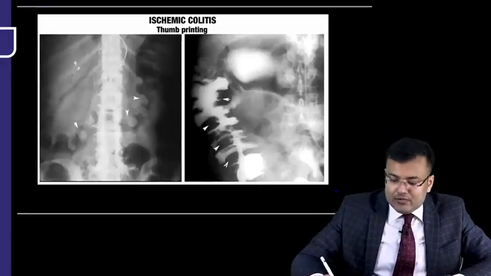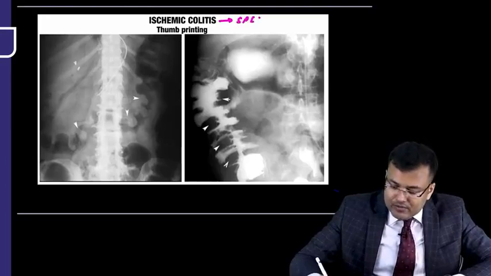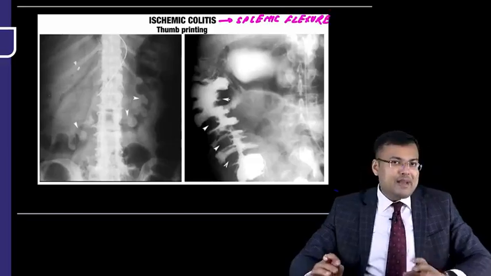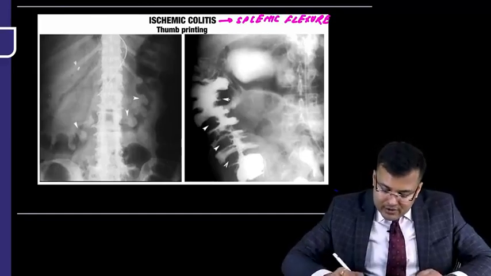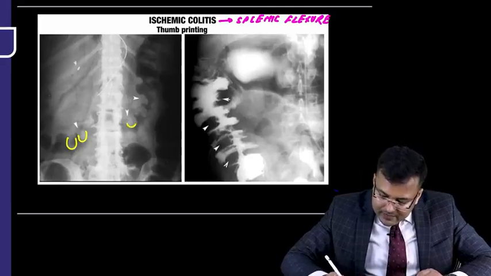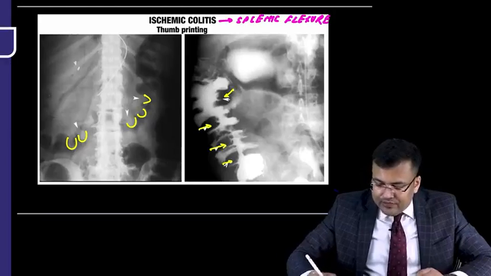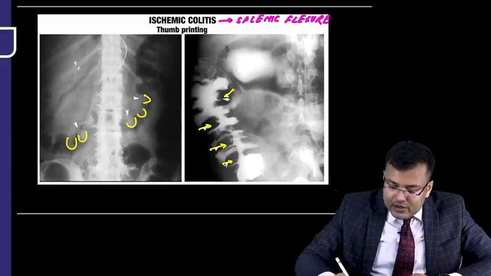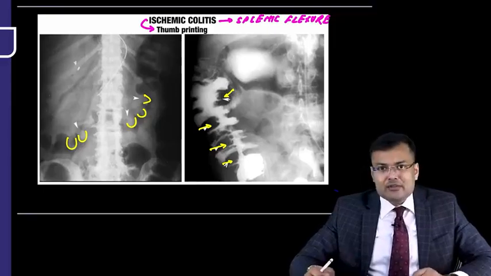Ischemic colitis. Tell me, what is the most common site? The most common site of ischemic colitis is the splenic flexure of the colon. So this is the splenic flexure of colon. Whenever we perform X-ray or barium enema, in both of these you can see here, this is known as thumb printing. So in ischemic colitis, the characteristic appearance is thumb printing, seen both on X-ray as well as on barium enema.